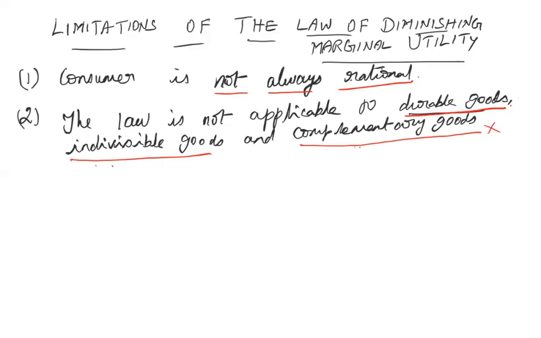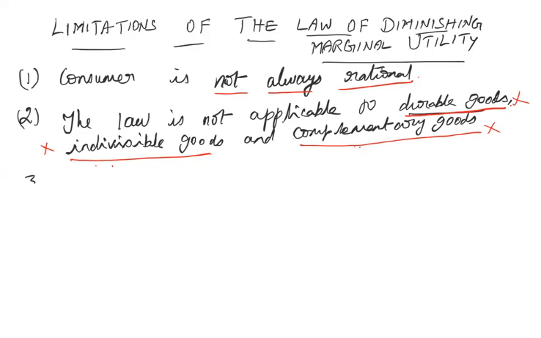So you are using the same table, the same bench, the same computer, the same laptop, the same iPad, the same mobile phone for a considerable period of time. When you are using the same commodity over a considerable period of time, it is not possible to compare the satisfaction from the first unit, second unit, third unit, fourth unit, etc. So the law is not applicable to these kinds of commodities.